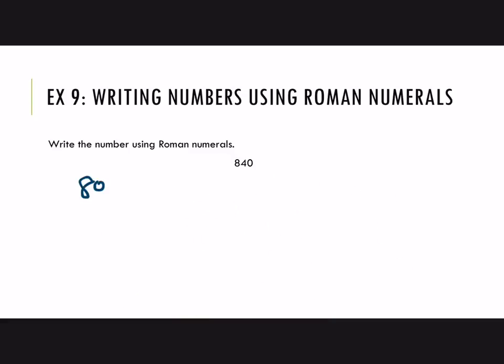840. This would be 800 plus 40 and then no ones. All right, so 800, I can write that as a combination of 500s and 100s. So that would be 500 plus 3 100s, so 3 C's. And then 40, I don't want to write that as 4 tens. So I want to write that as a subtraction. And notice that this one is 50 minus 10. So I can write the symbol for 10 in front of the symbol for 50.